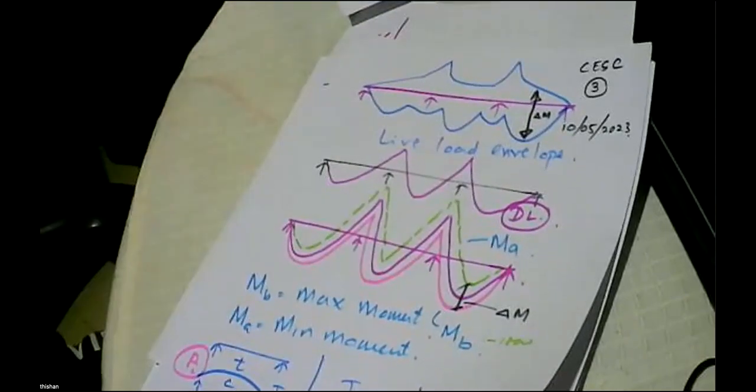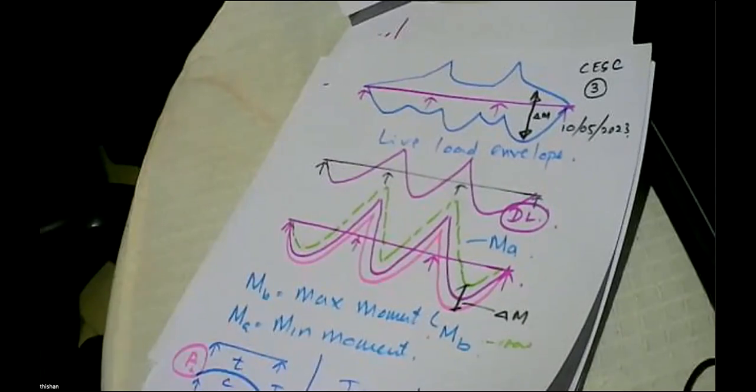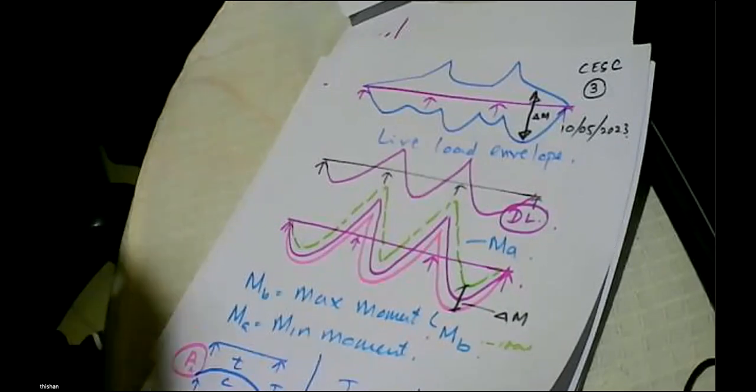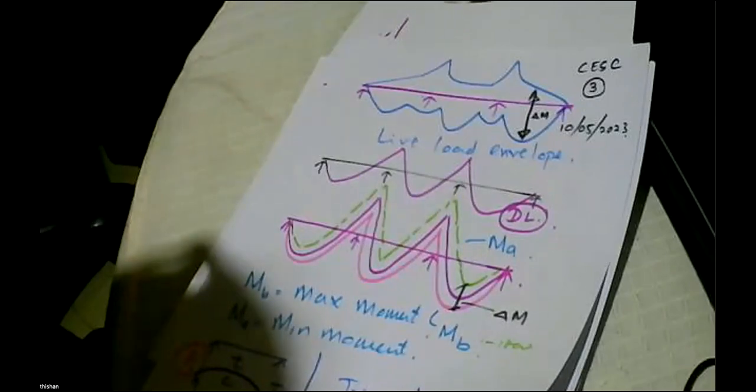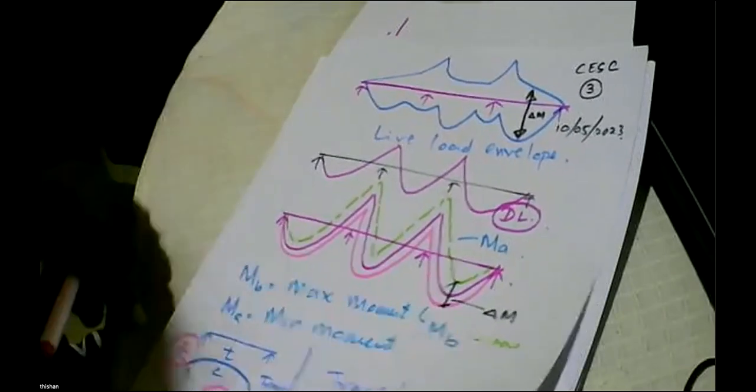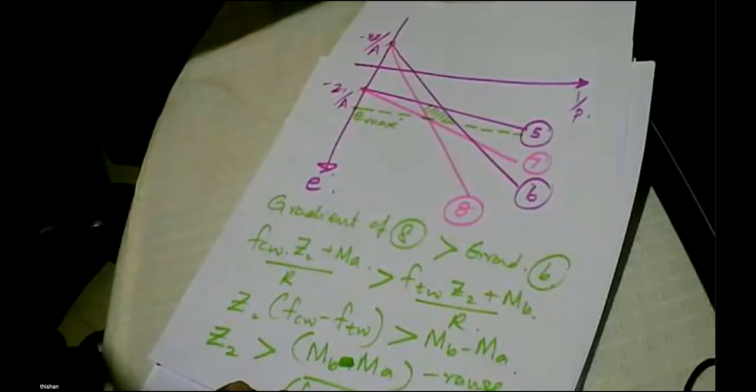Same range here. So basically the live load bending moment envelope will decide the range. And here you can see the section required does not depend on the dead load, but rather depends on the range of the moment. Is that clear? Yes, sir. Right? Okay. So basically, now we get this equation.